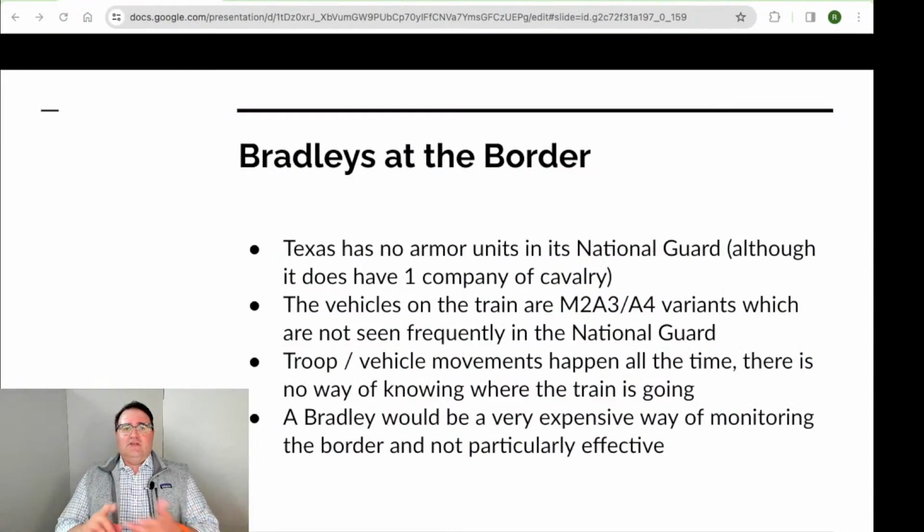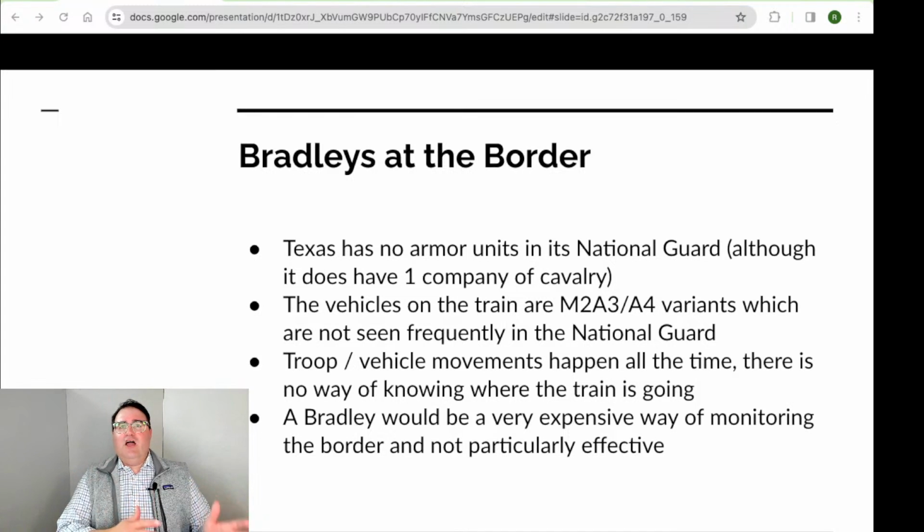Now, the A3 variant is going to mechanized National Guard units that have older versions of the Bradley. And I think two states have the A3 variant of the Bradley. So I doubt that Texas has gotten this. And last I checked, I made a video on this, they do not have the A3 yet, that one CAV unit. Another thing to note is that troop and vehicle movements happen all the time.